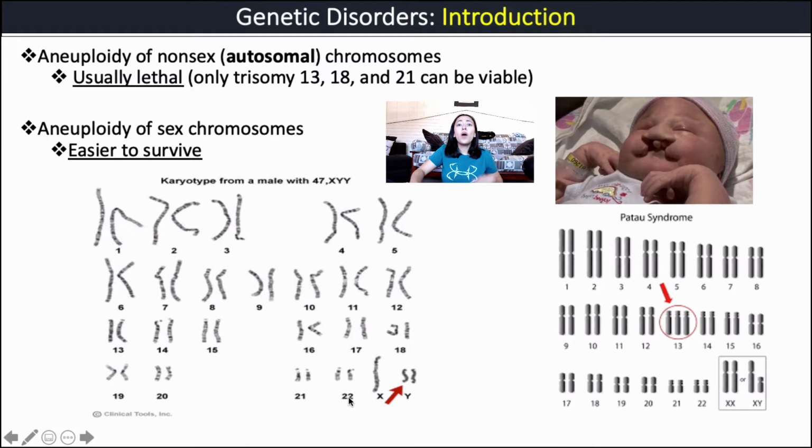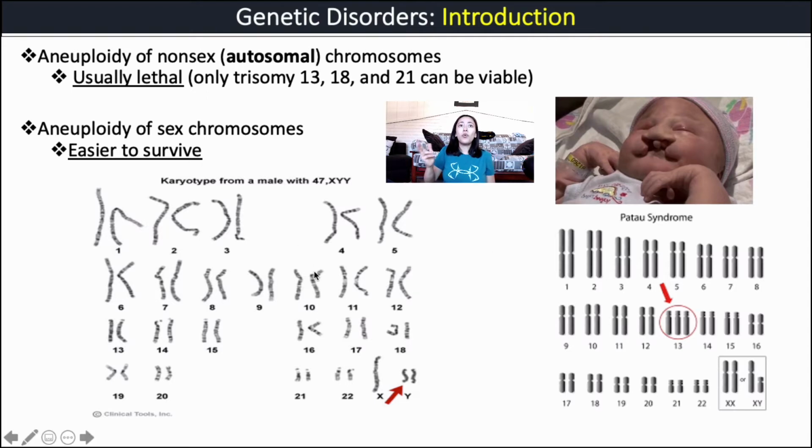The first 22 pairs of chromosomes do not determine the sex of the individual. So these are known as non-sex chromosomes, or autosomal chromosomes. So you have 22 pairs of autosomal chromosomes. However, the 23rd pair of chromosomes would determine your sex. If you are XX, then you would be biologically female, and if you were XY, you'd be biologically male.